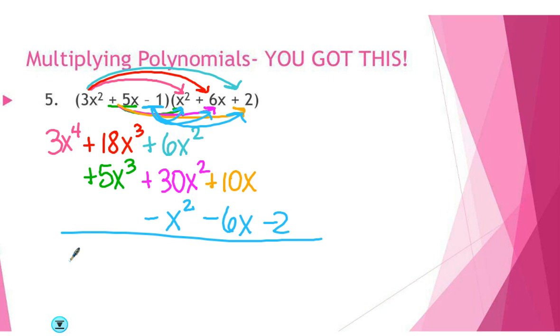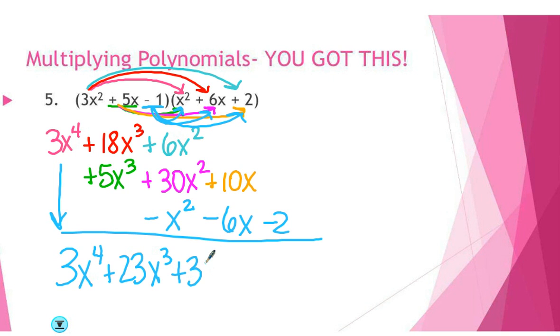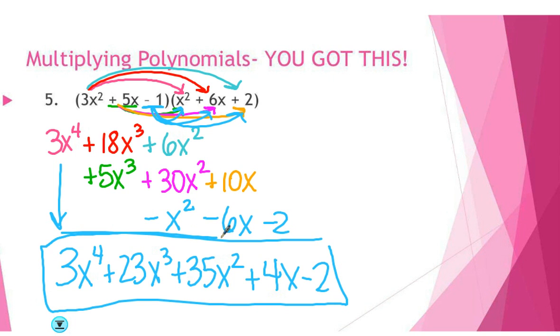Not too bad. We end up with 3x to the 4th power. I have 23x to the 3rd powers. 30 plus 6 is 36. 36 minus 1 is positive 35x squared. 10 minus 6 is a positive 4x. And then our -2 hops down, and whoa, we did it. High five yourself if you were able to get to that answer. Woo!